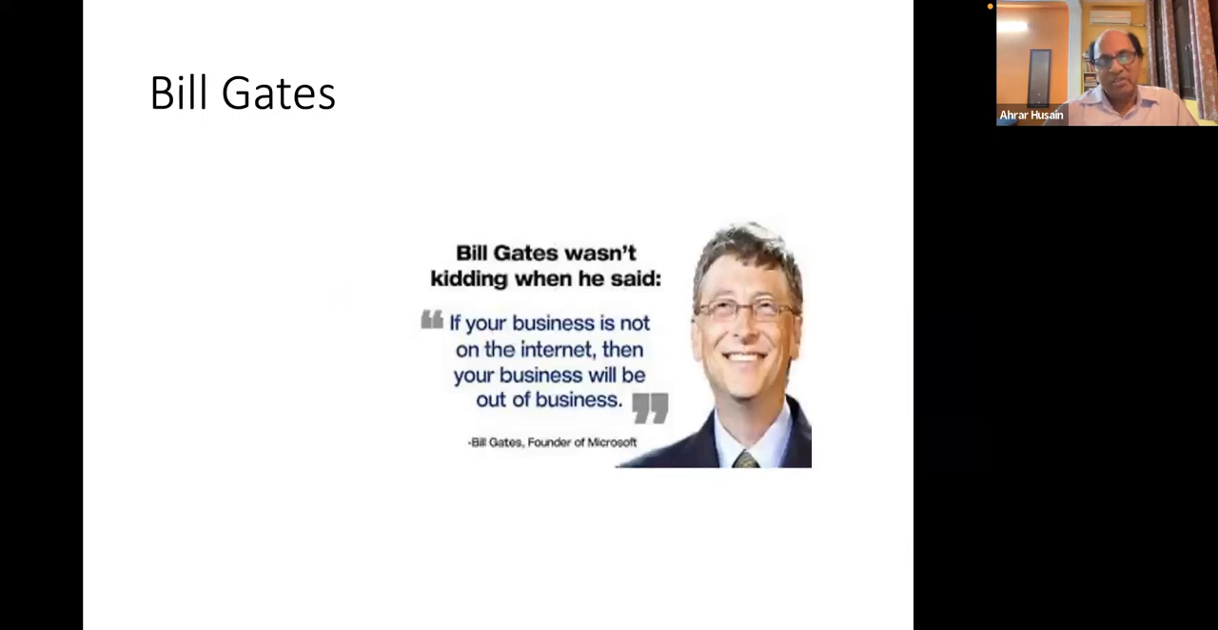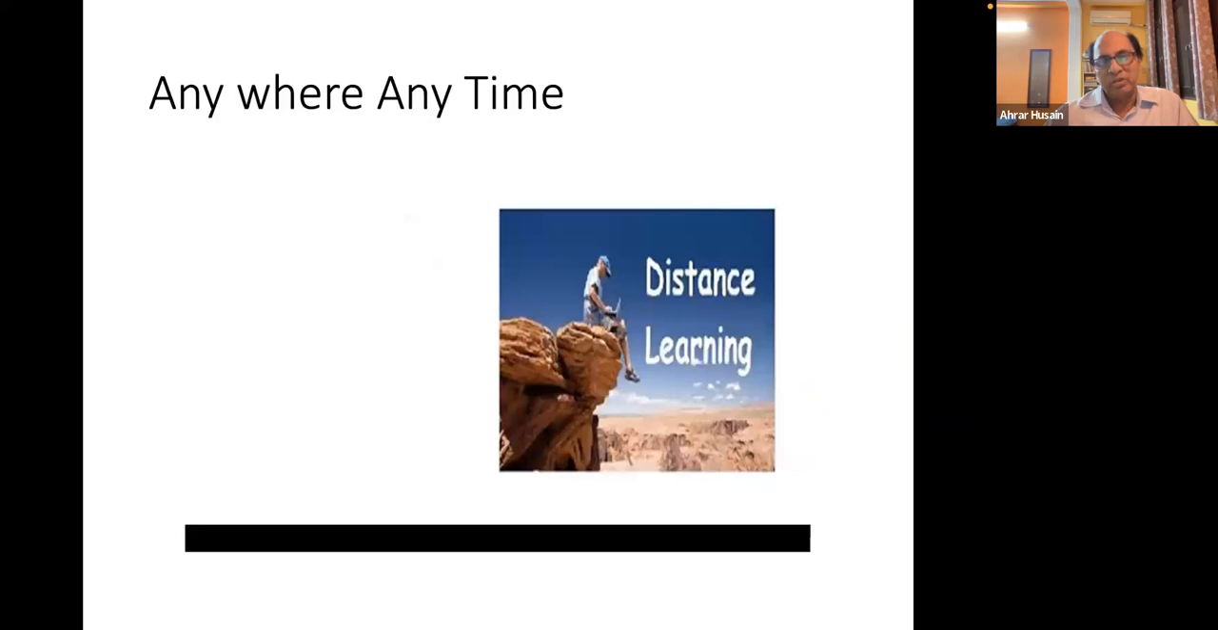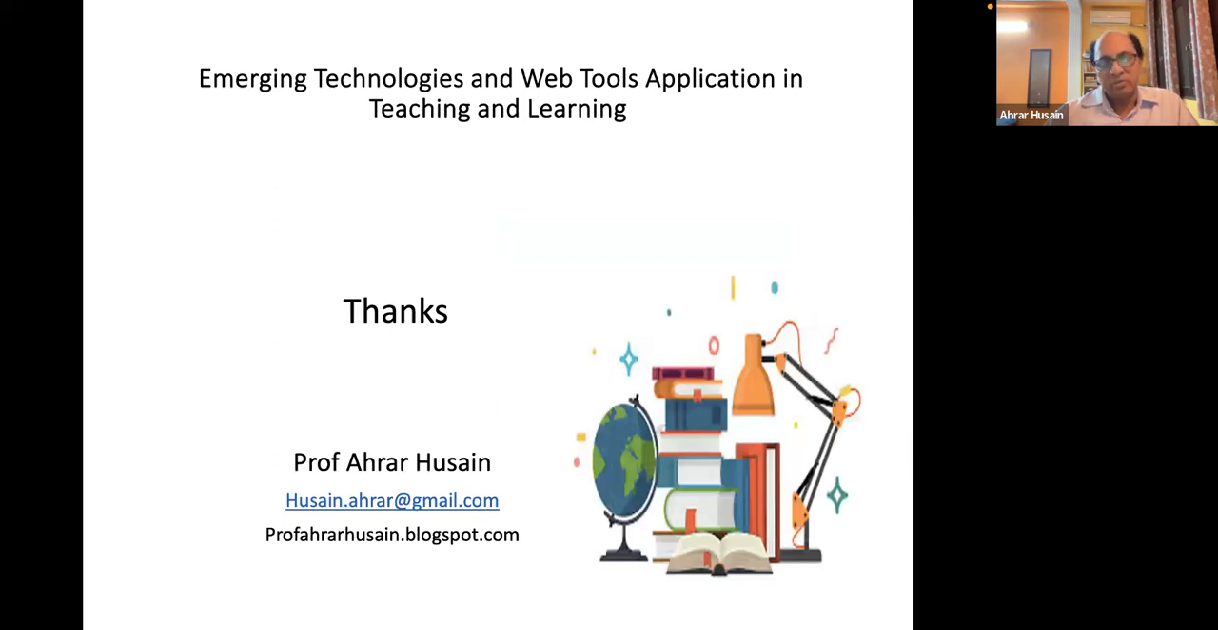What Bill Gates said is that if your business is not on the internet, then your business will be out of business. What does it mean? He said it from a business point of view, but our business is teaching and research. If we cannot make the best use of this technology in the future, then we will not be in business, and people will not recognize us. Those who are faster, who grab quick things, they move. So anywhere, any time, this technology is available and we can use it for teaching purposes, research purposes, personal purposes, and only then will we survive in the future.